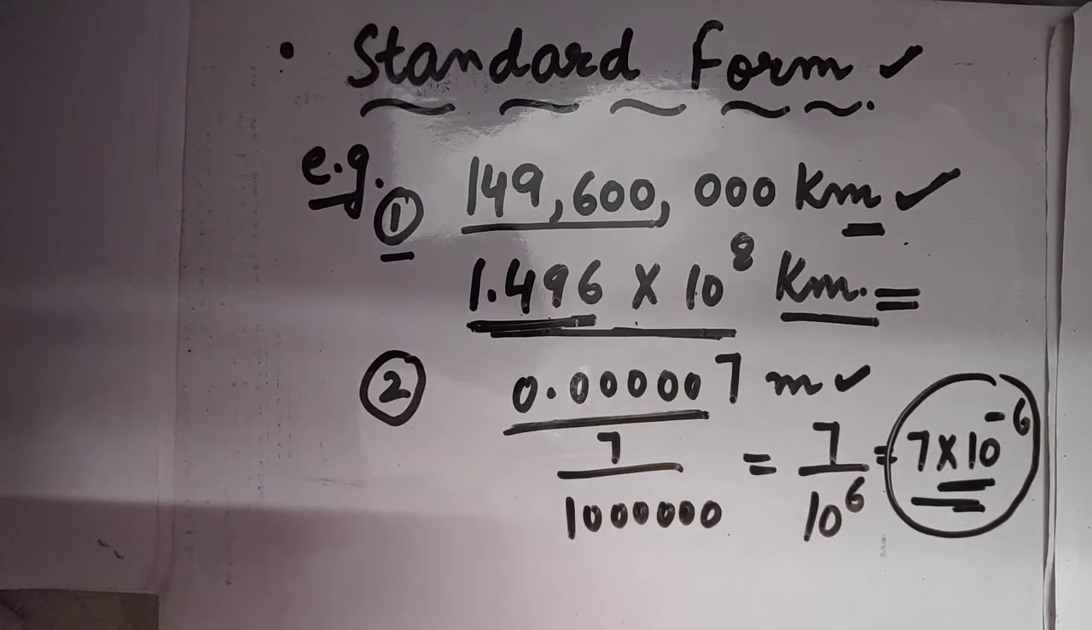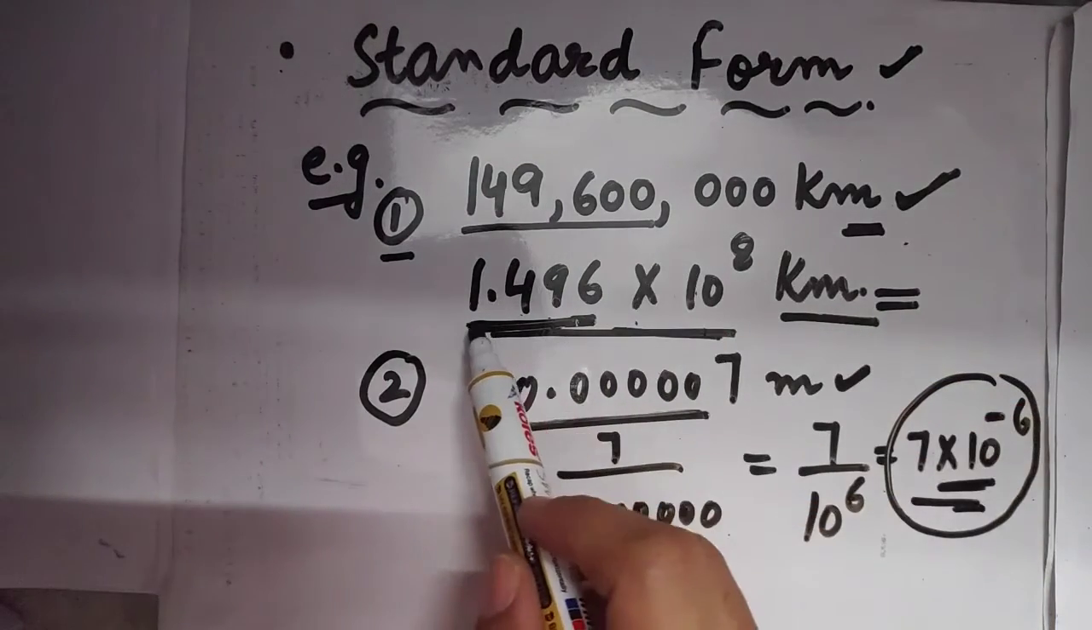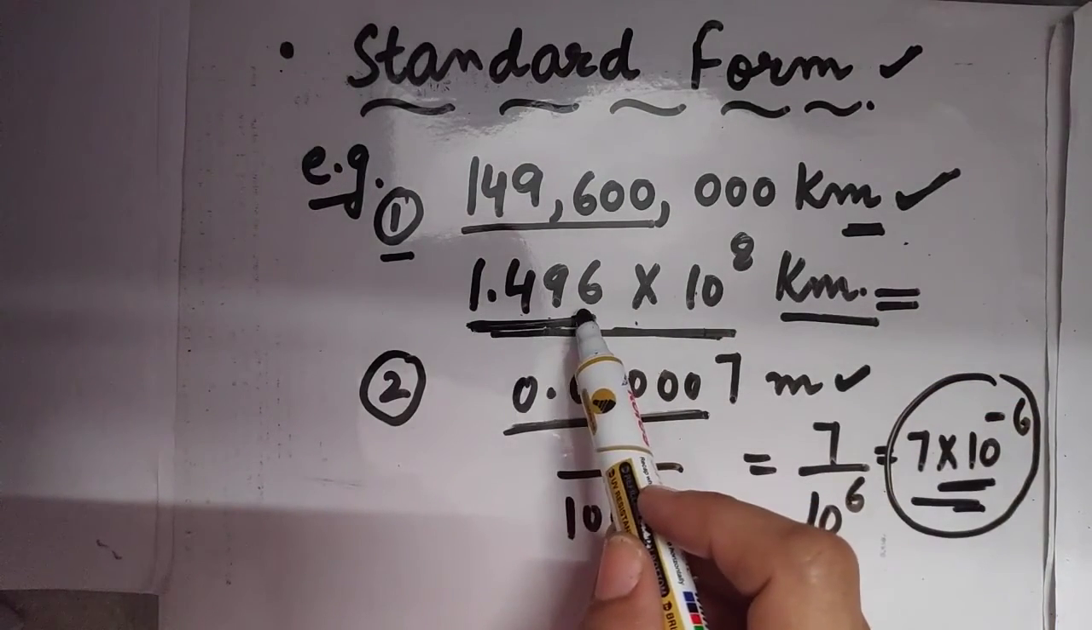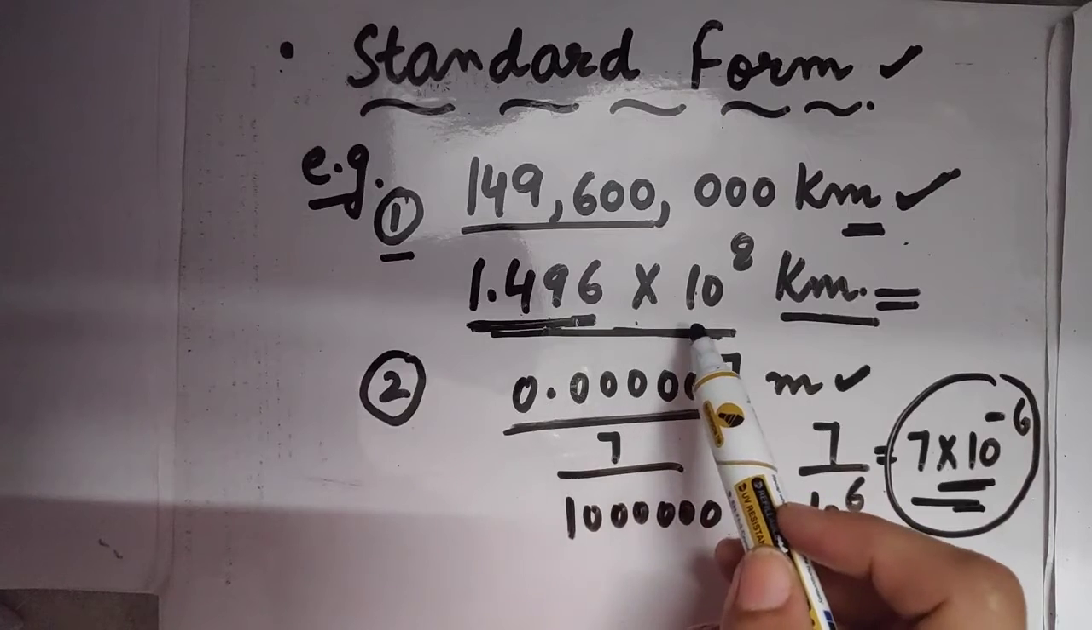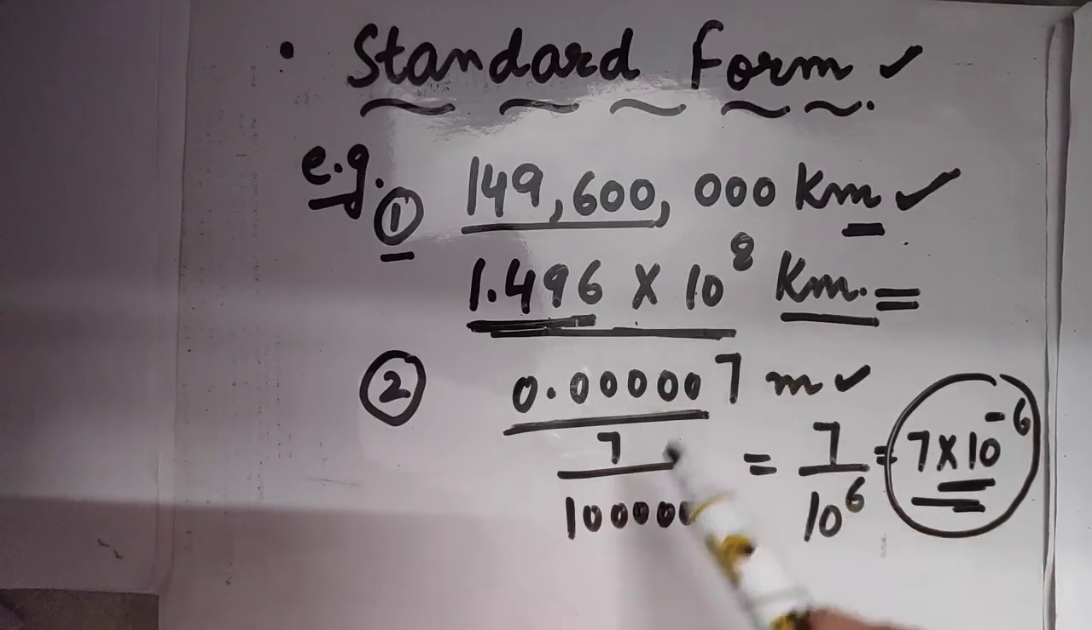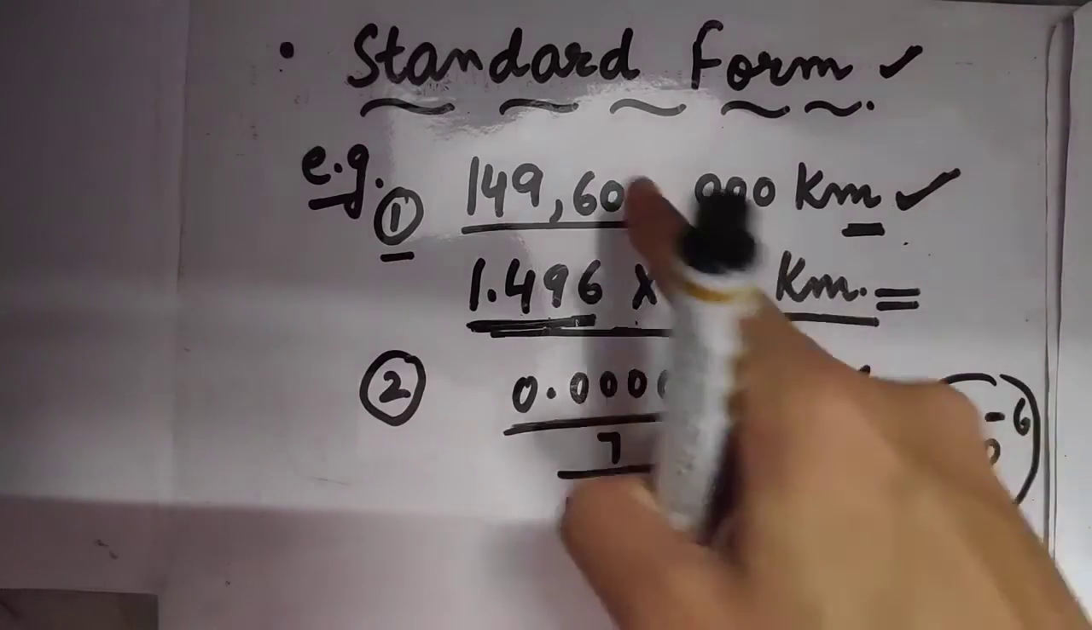I hope, dear children, with the help of these two examples, it is now clear to you what is meant by standard form. So, I am repeating, if any number can be expressed as a decimal number which is being multiplied by a power of 10, such a form of number is called standard form.